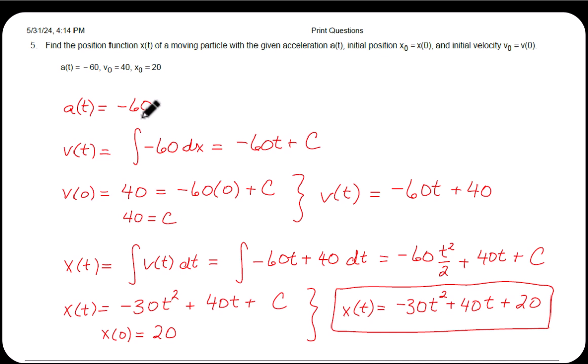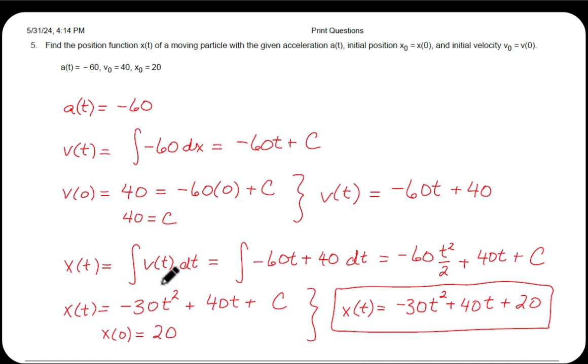All right, well, if we integrate acceleration, we back up to get velocity. And so if I'm integrating minus 60, I get minus 60t plus c. So now I want to bring into the game my initial velocity of 40 at time 0. So c is 40. So I've got this formulation now for the velocity as a function of time.